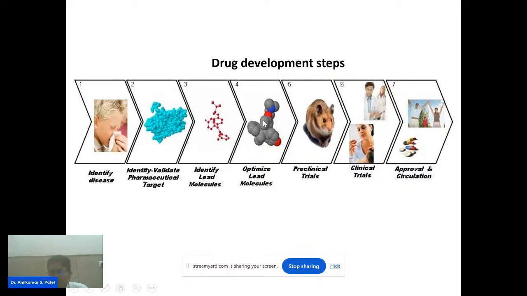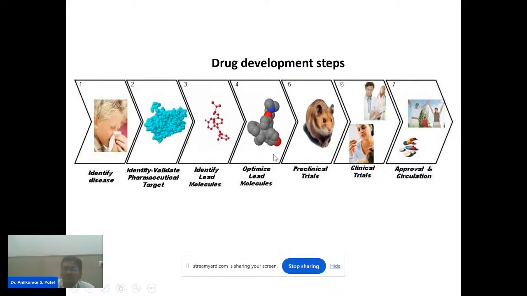In this step we have to remove its toxicity, improve the biological activity, as well as improve its solubility, and also improve its large-scale preparation. Then it goes into the preclinical trials. Preclinical trials means in vitro and in vivo studies. After that, the compound goes into the clinical trials. We know that there are three phases of clinical trials, phase one, phase two, and phase three, in human models. These clinical trials result in the approval of the most potent drug to the market, approval and circulation.